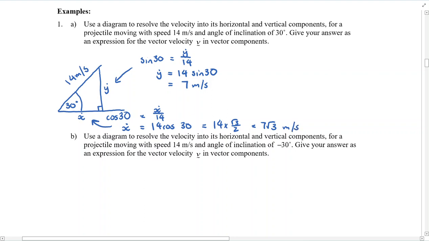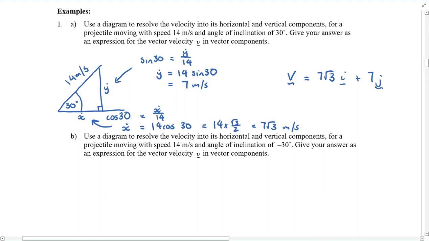Okay. So I have found the velocity in the horizontal and the vertical components. How can I write that in vector form? In the question, it told me to use vector v. So my velocity in the x direction was 7 root 3, and we call it i, plus the y direction would be 7j. That wasn't so bad, was it?